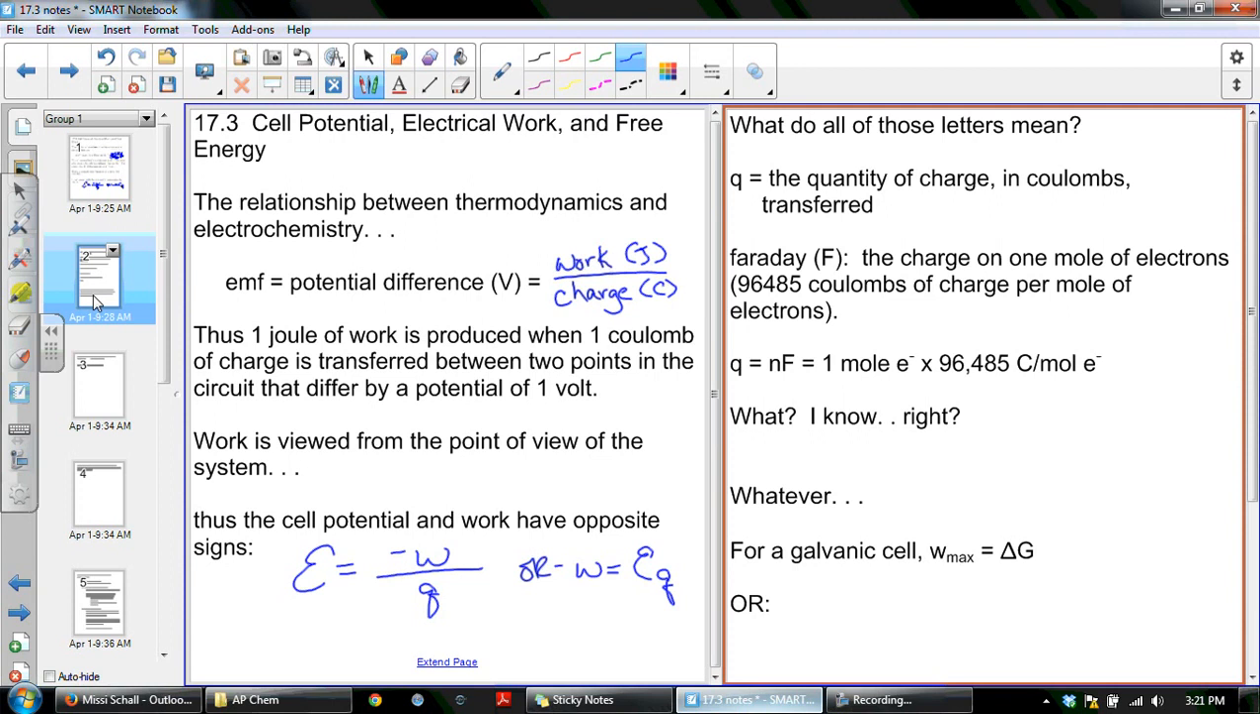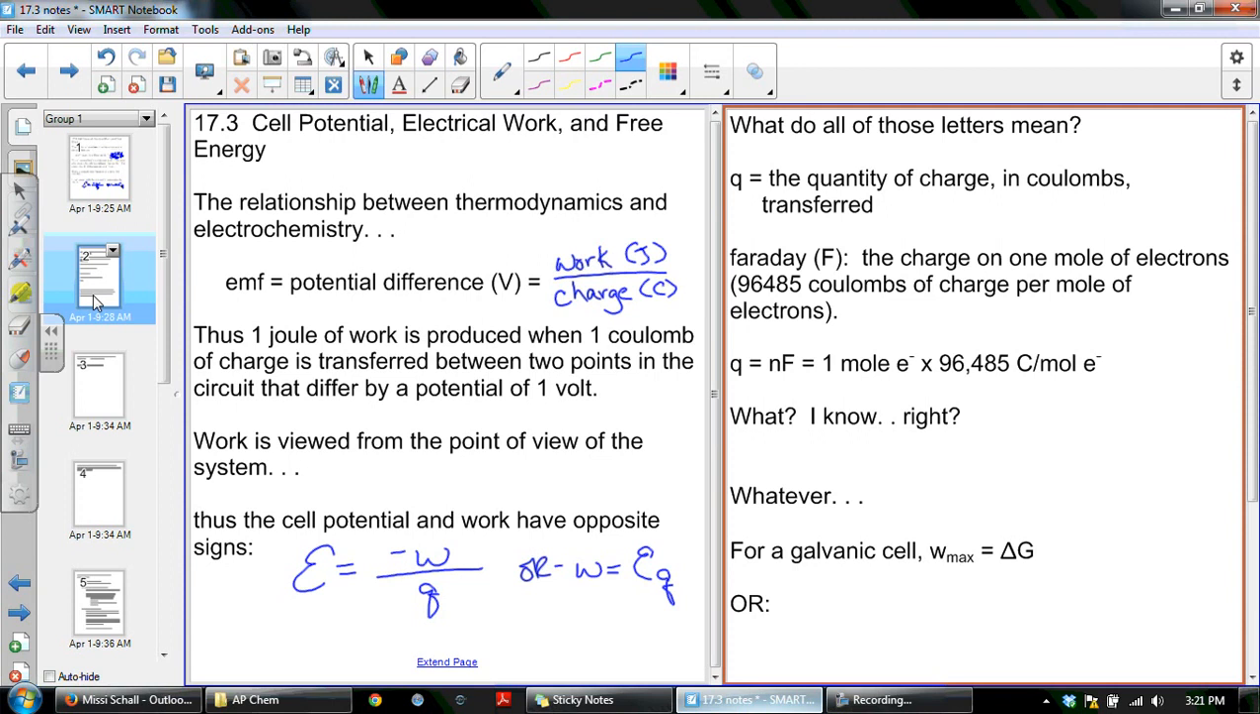And we can make this equivalent statement here that q is equal to the number of moles of electrons times a Faraday, 96,485 coulombs per mole of electrons. So q is really coulombs. I know, a little weird.